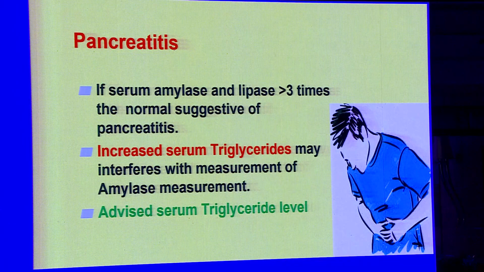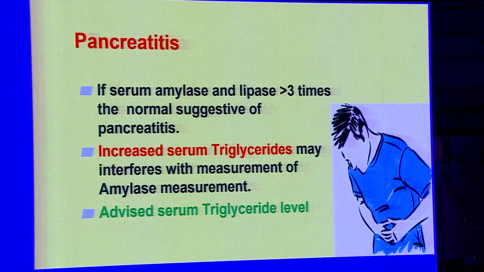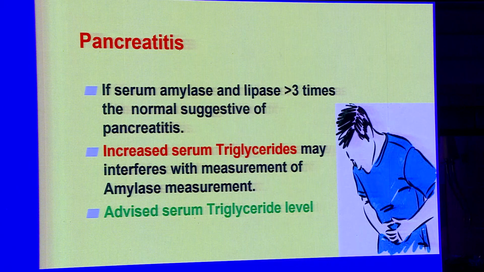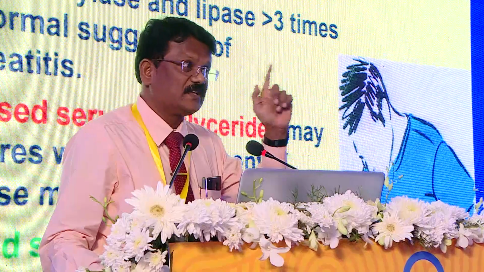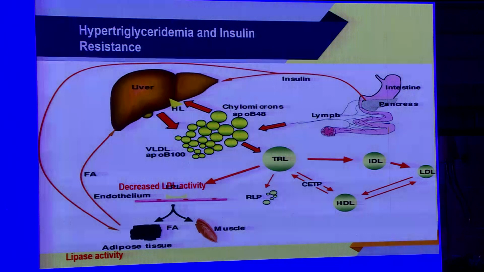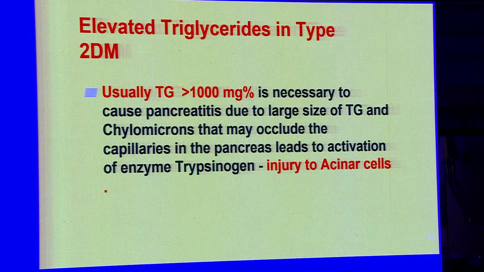When you measure serum amylase in pancreatitis, the measurement may be suppressed by high triglycerides. If you have high triglycerides, it will interfere with the measurement of amylase and lipase. Thereby, you should check triglycerides before you are sure that the amylase is within normal limits. So, of course, we had done the triglyceride level.